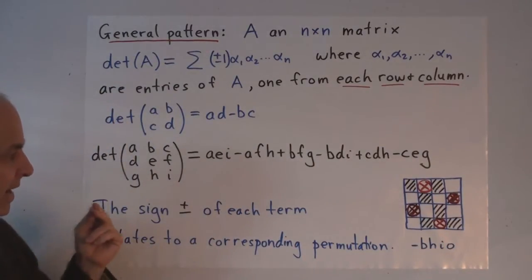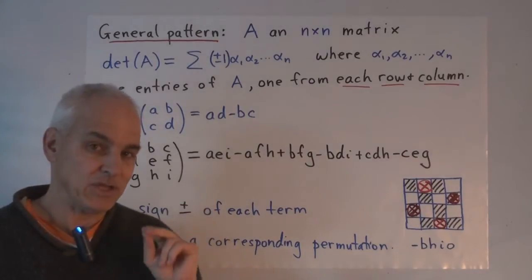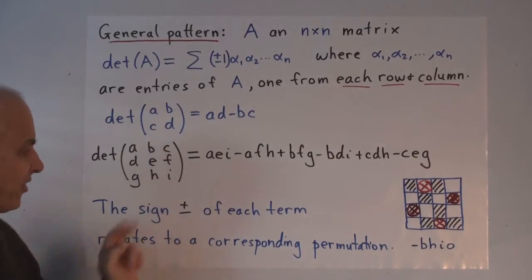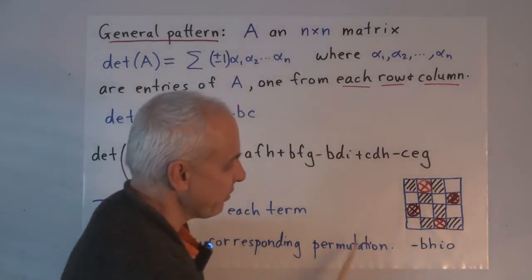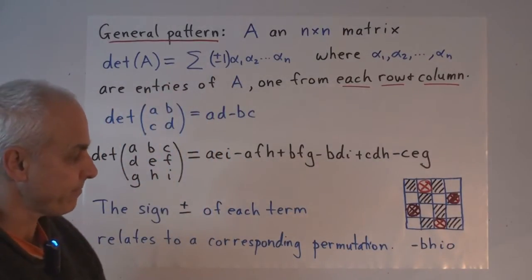Now there's one extra thing to explain, and that's the plus or minus that is in front of each of the terms. That's actually the most subtle aspect of the whole thing, the plus and minus terms. And how do we know, for example, in this expression that there's going to be a minus sign in front of the BHIO term?